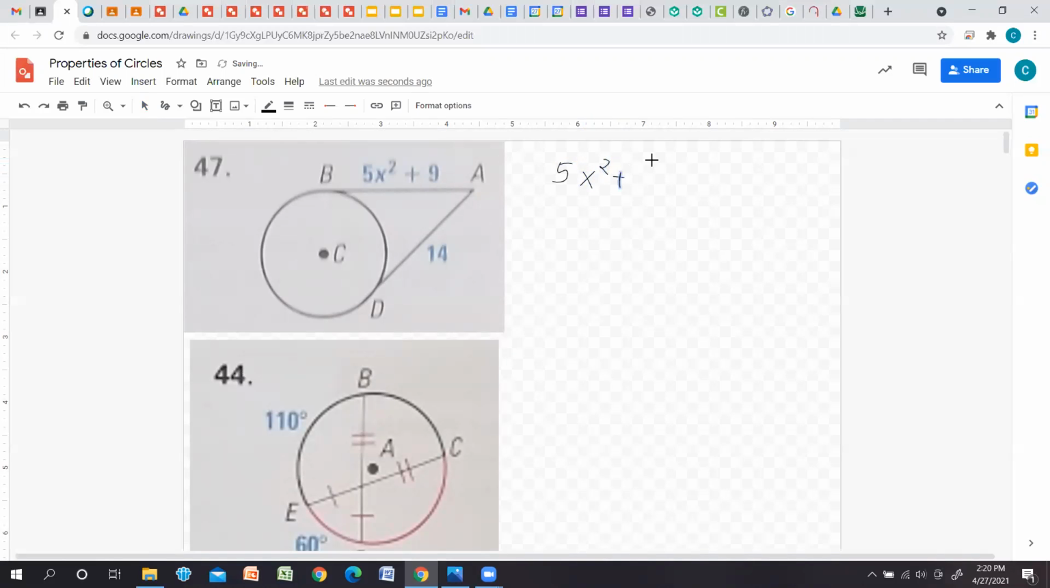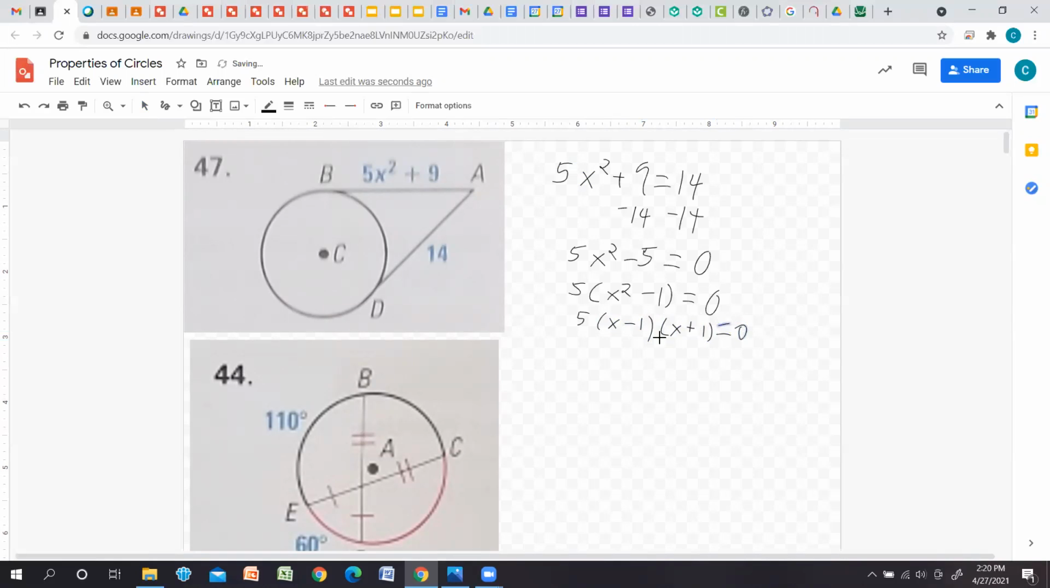5x squared plus 9 equals 14. So to solve this, we could set it equal to 0. So subtract 14 from both sides. So we get 5x squared minus 5 equals 0. If we factor this out, we could get 5 times x squared minus 1. Factor that out again, we get 5 times x minus 1 times x plus 1, because it's difference of squares.